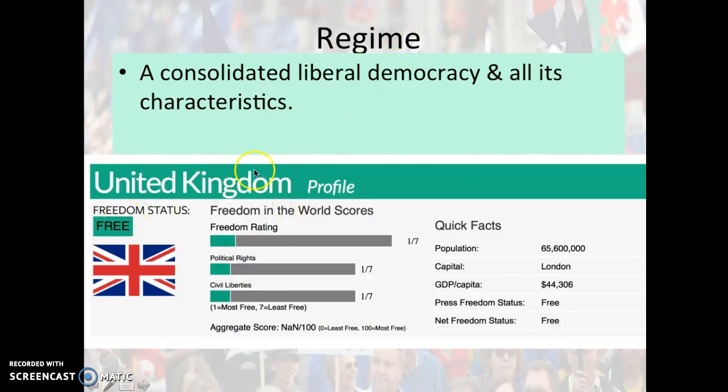And let me talk about the Freedom House scores. So remember, 1 is most free, 7 is least free. It has a 1 on the freedom rating, political rights, and civil liberties.